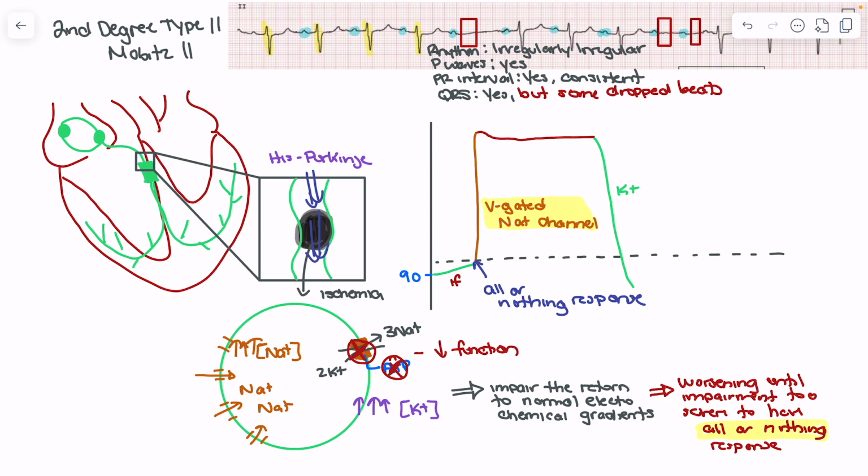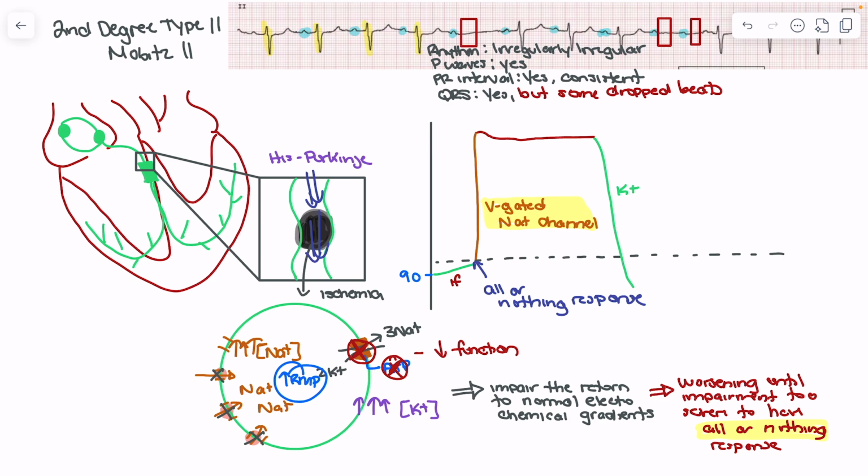A couple other things that we can think about when we're looking at ischemia as an example is that eventually we're going to change our resting membrane potentials. Over time, if this ischemia is happening, we are going to see an increase in resting membrane potential as the cell becomes more positive. As we have more sodium inside the cell and more potassium outside the cell, resting membrane potential goes up, and we actually start to close our sodium channels. That can lead to even worsening of our all or nothing response, so we could end up dropping more beats.